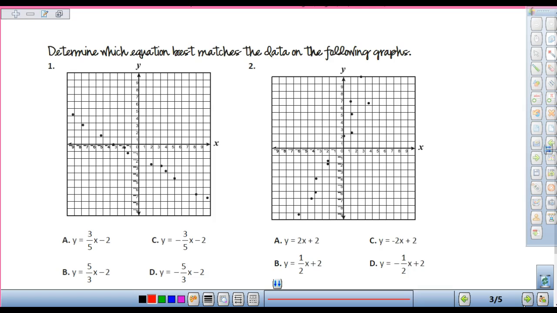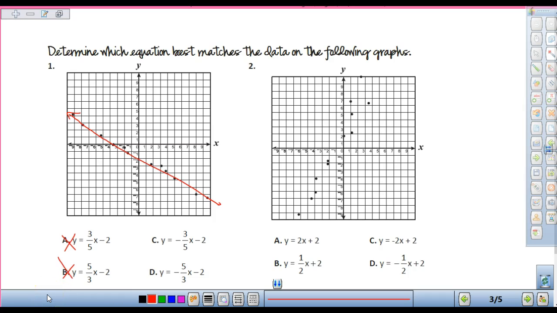Okay, if I draw my trend line, remember I'm not connecting all my points, I'm just drawing it through my data. First of all, is my slope positive or negative? Negative. It's negative, so that knocks out who and who? A and B.